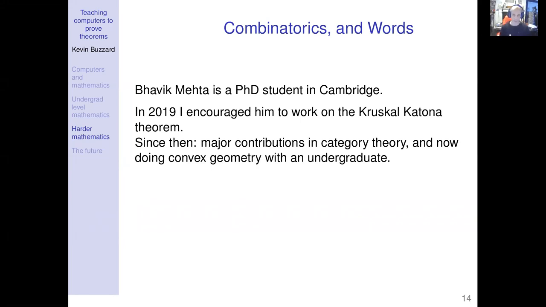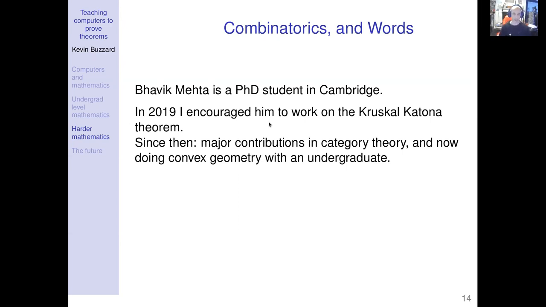And since then, he's moved on to category theory. He's made major contributions to the category theory library. And now he's just doing basic convex geometry, because he wants to do some kind of combinatorial stuff and he needed convex geometry. And now he's developed convex geometry and he's got an undergraduate on board in Cambridge and they're just making this stuff. They hang out on my Discord server and it's going great.